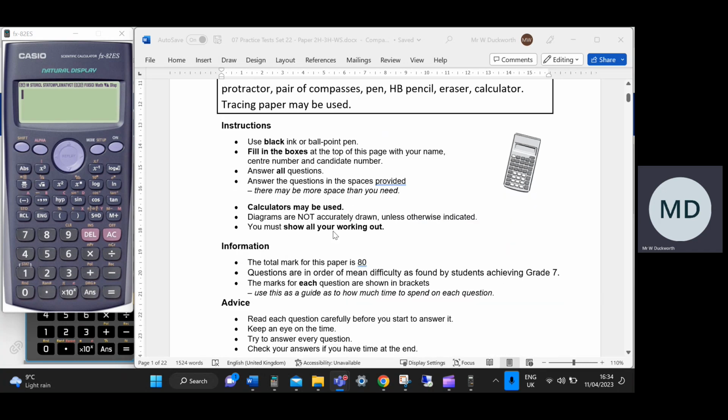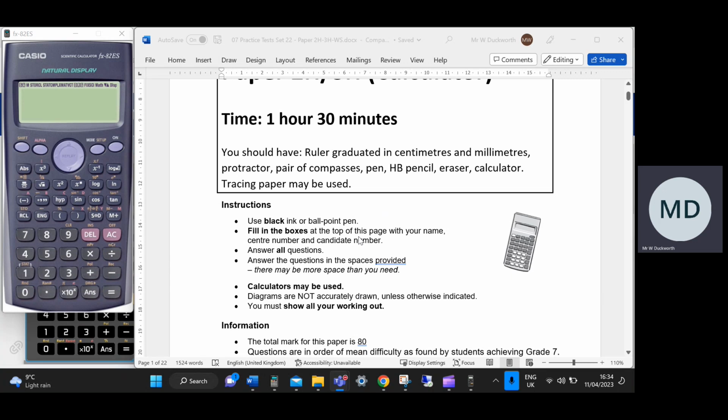The thing that I noticed earlier, not that it's overly important, just this information on this practice set of paper. The marks for each question are shown in brackets. Use this as a guide as to how much time to spend on each question. I think that's quite a useful bit of information. I say that a lot in exams. It's nice to see it from the exam boards. And also, the questions are in order of mean difficulty as found by students achieving a grade 7. I just thought that was quite an interesting addition that I'd not spotted before.